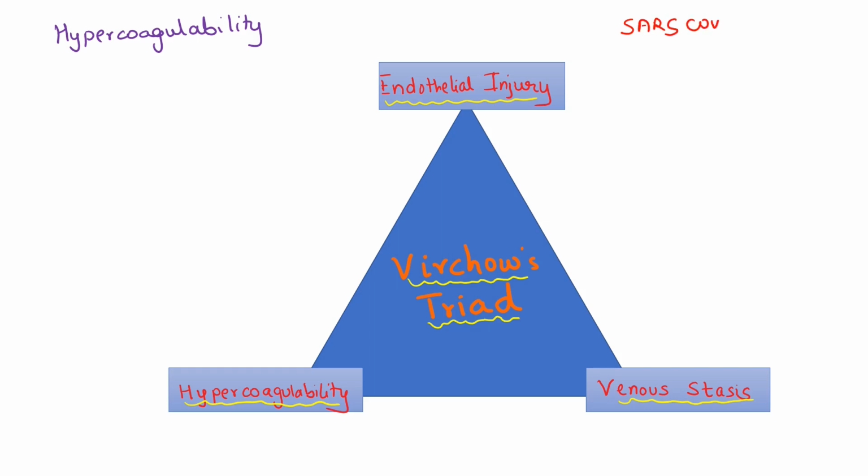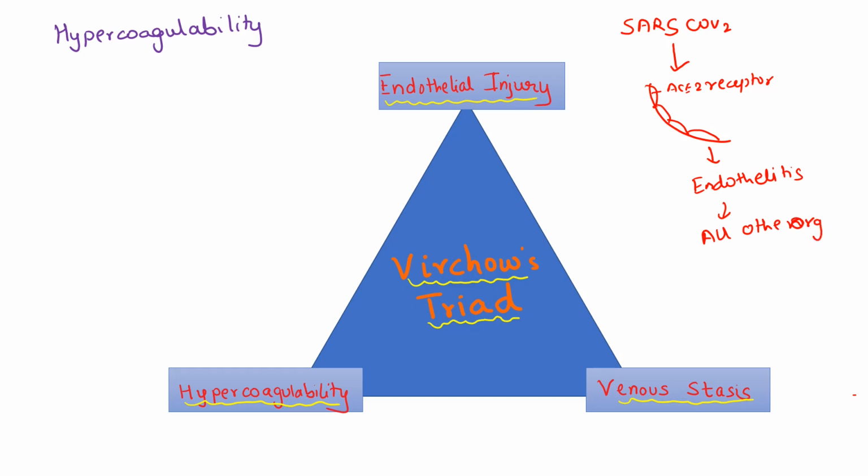SARS-CoV-2 virus mainly causes infection of the endothelial cells with the help of the ACE2 receptors which are present on these endothelial cells, leading to endothelitis. And this does not only occur in the pulmonary vasculature but in almost all the other organs. This endothelitis becomes one of the key factors in formation of thrombus or clot.